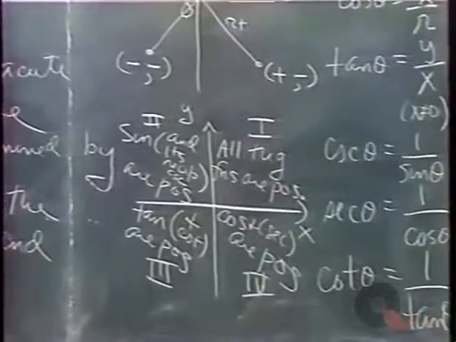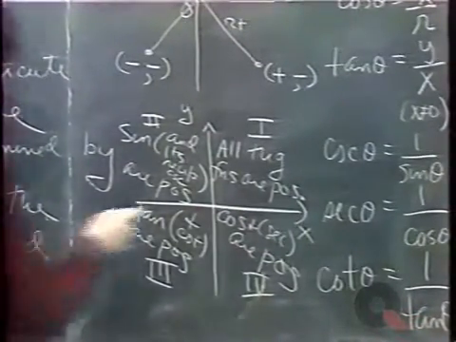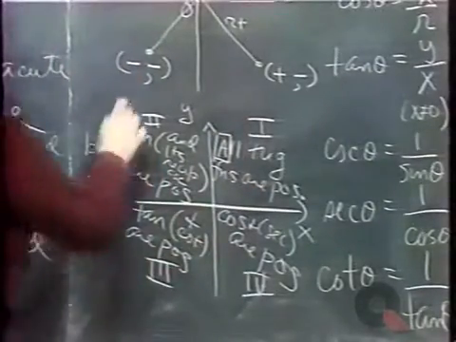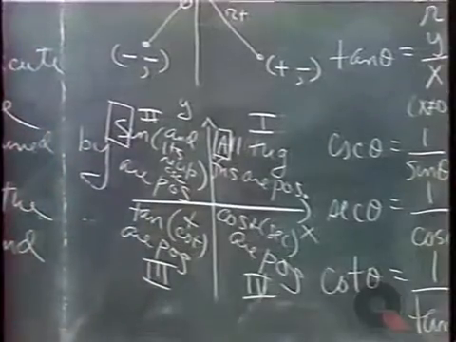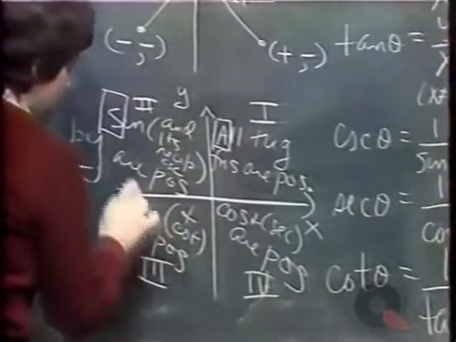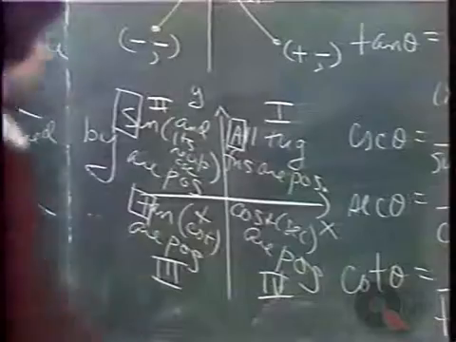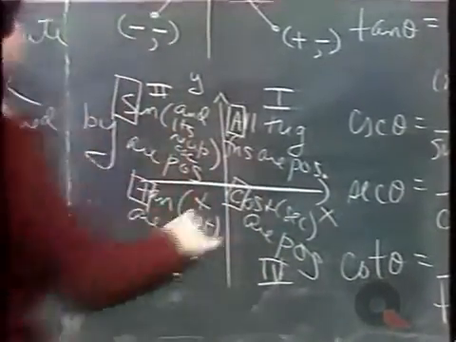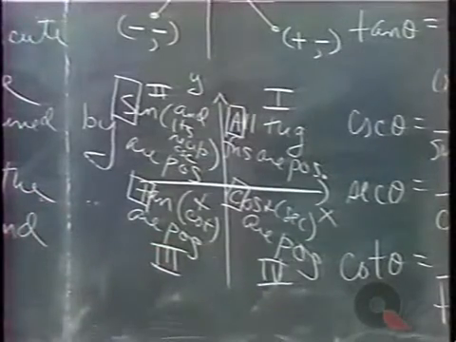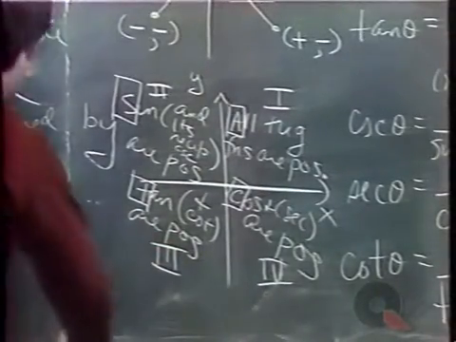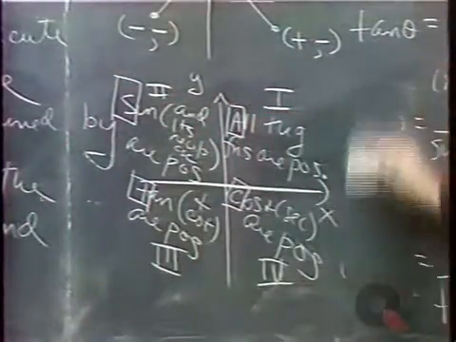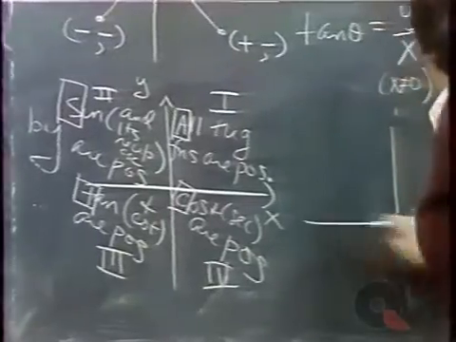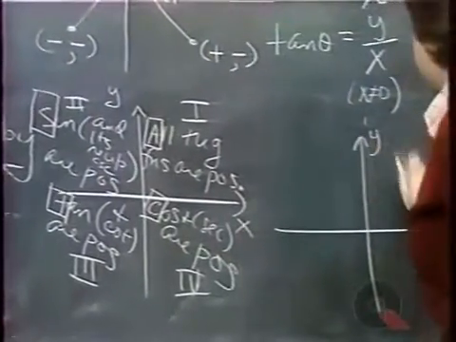So, in the first quadrant, all trig functions are positive. In the second, sine and its reciprocal. In the third, tangent and its reciprocal. And in the fourth, cosine and its reciprocal. There are mnemonics, simple ways of remembering this. Let me just redraw this without all the other stuff. Very often we just put this down like this.